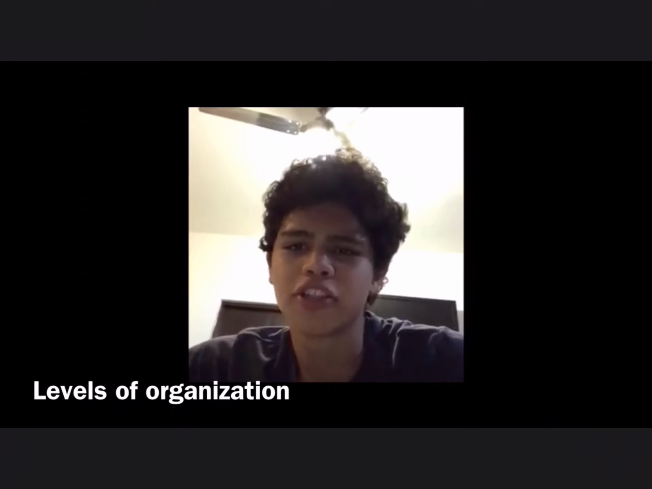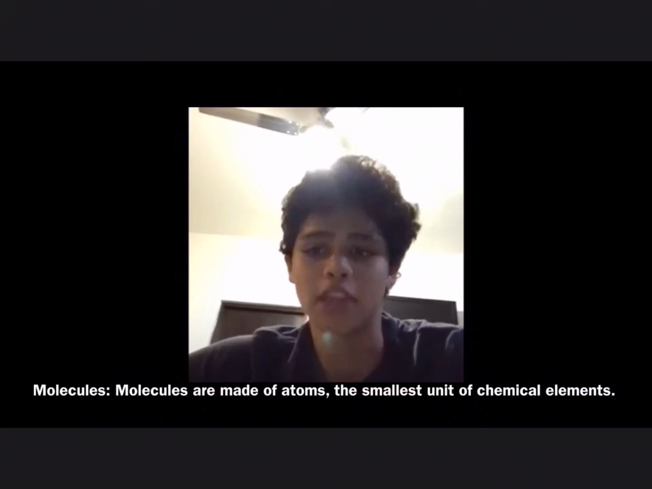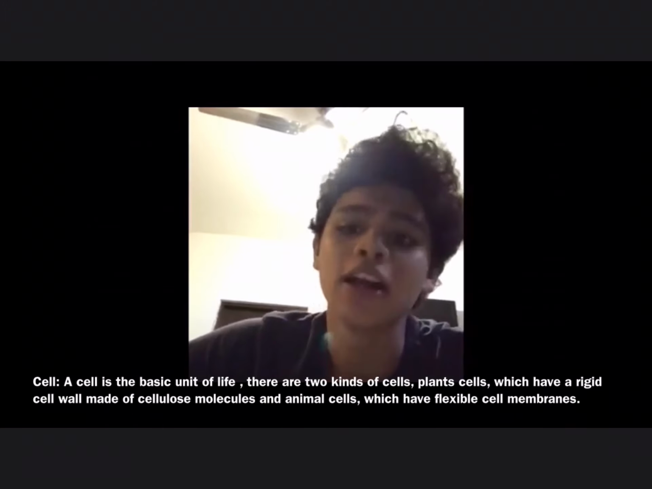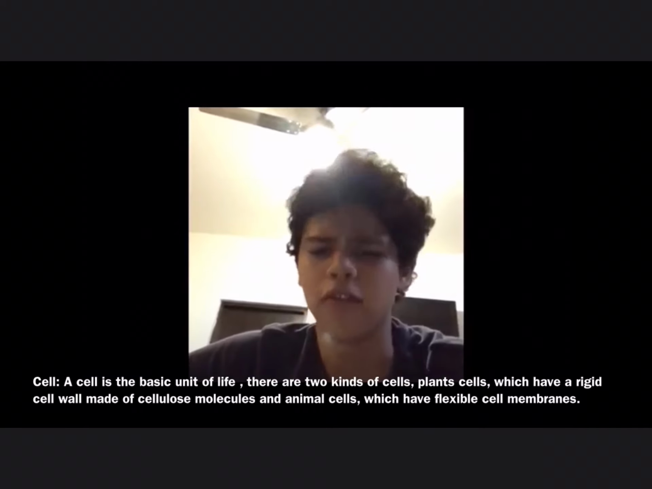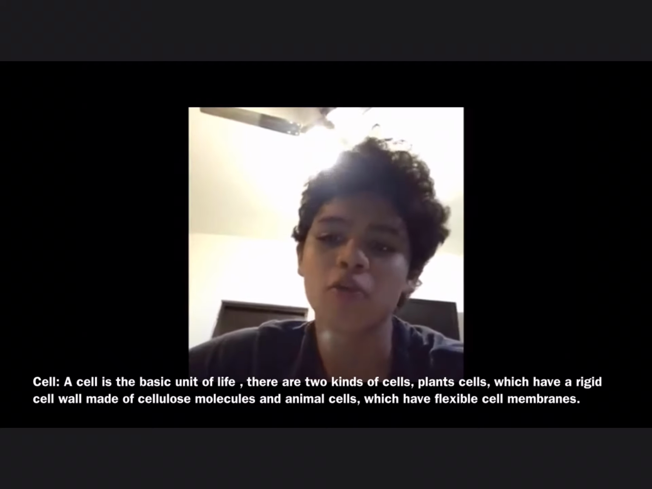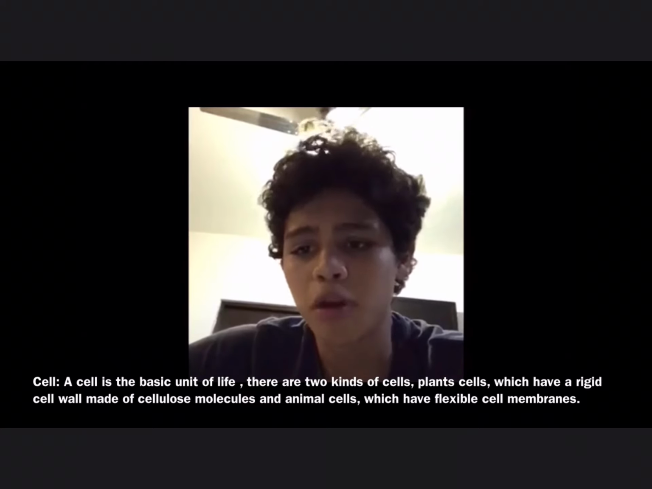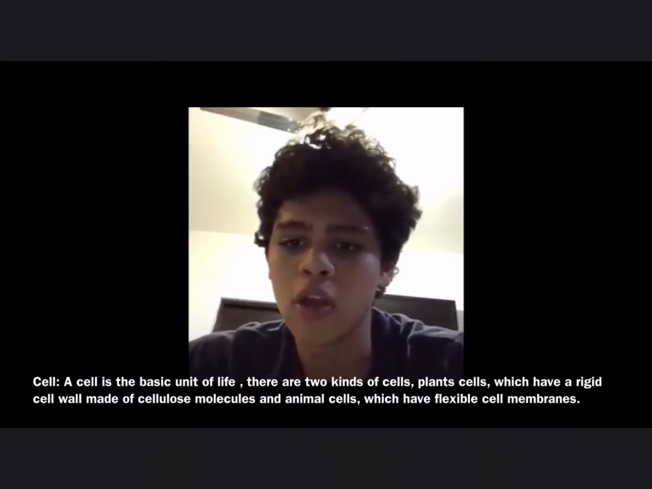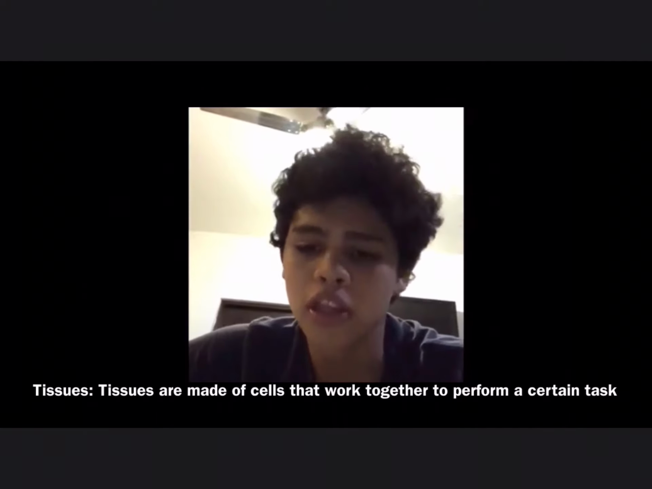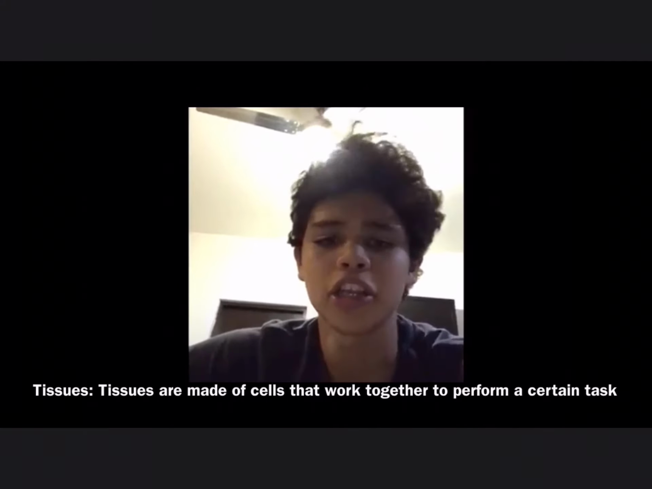Levels of organization. Molecules. Molecules are made of atoms, the smallest unit of chemical elements. Cell. A cell is the basic unit of life. There are two kinds of cells: plant cells, which have a rigid cell wall made of cellulose molecules, and animal cells, which have flexible cell membranes. Tissues. Tissues are made of cells that work together to perform a certain task.